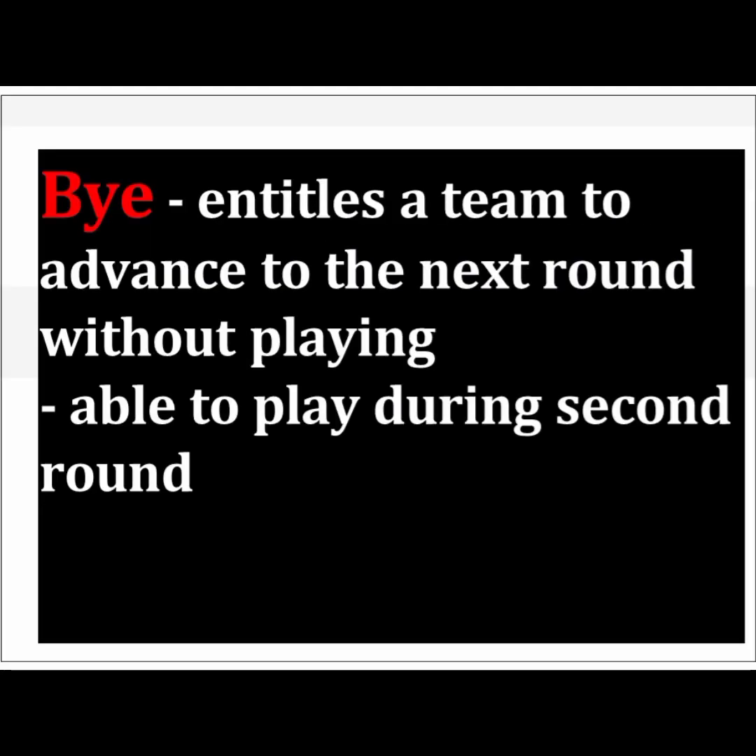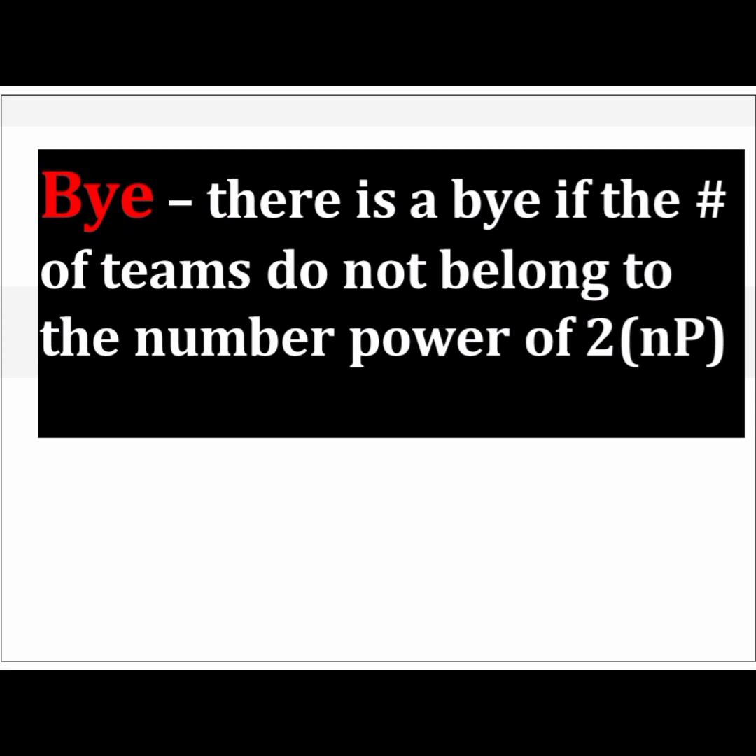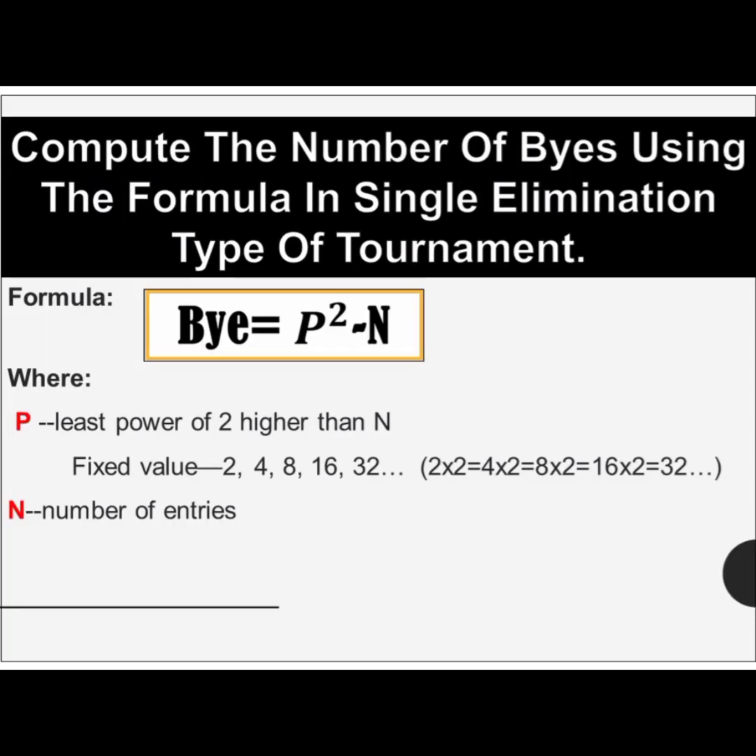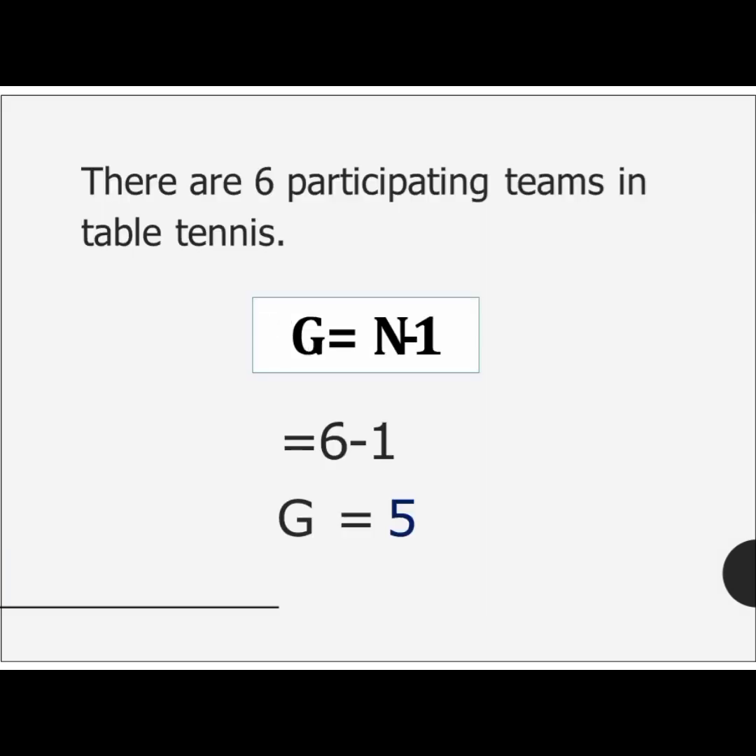Okay, now what is this that we call bye? A bye entitles a team to advance to the next round without playing, able to play during the second round. There is a bye if the number of teams does not belong to a power of 2. Okay, we have here the formula in solving the bye: least power of 2 higher than n. The number of entries is the n.